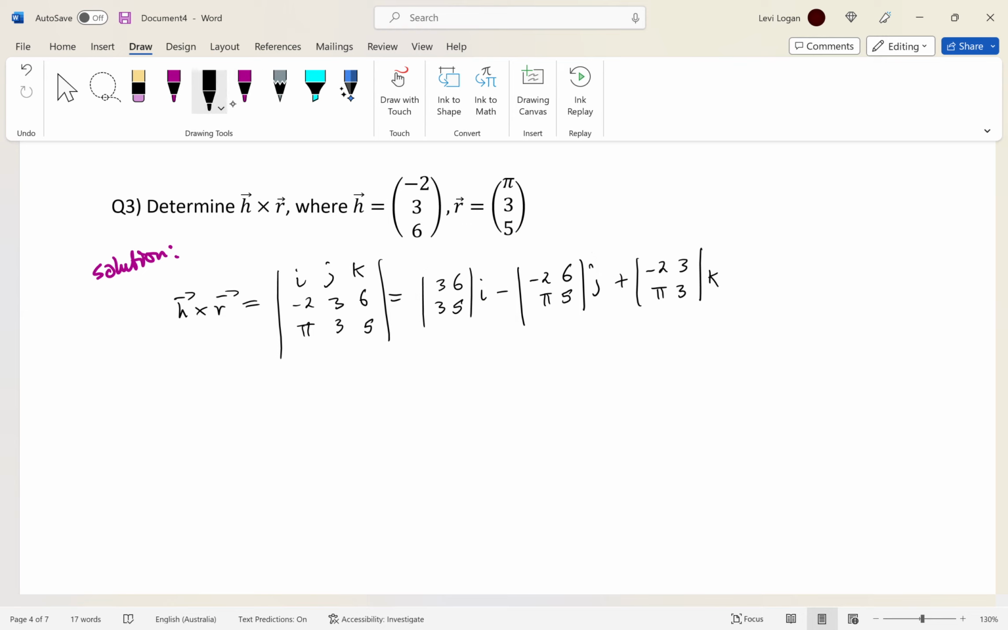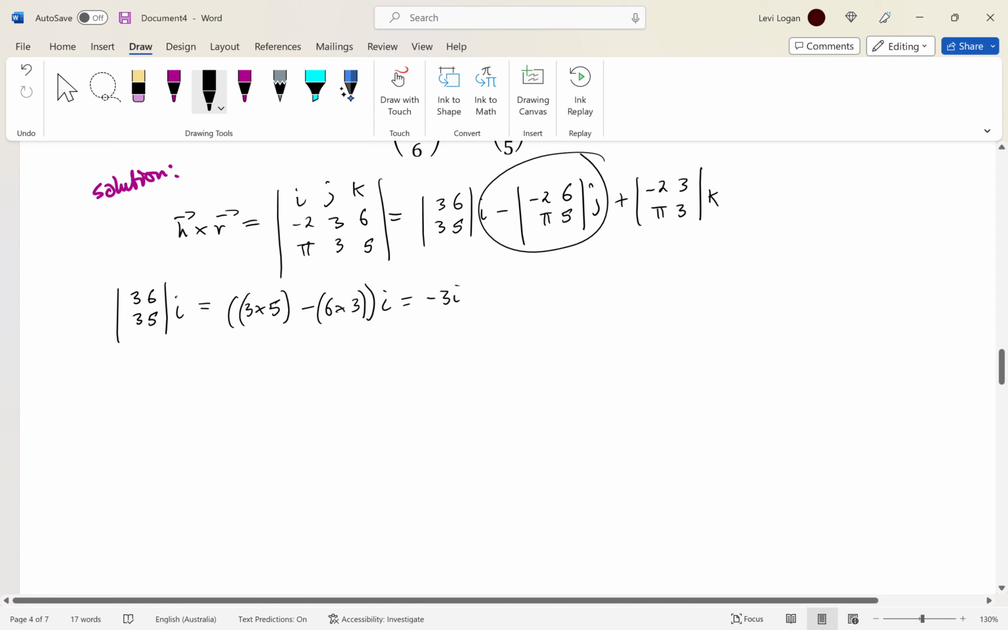So let's just take a look at this one. So we have 3, 6, 3, 5, i. That's going to be equal to 3 times 5, subtract 6 times 3. This is going to be 15, this is going to be 18, subtract the two, we're going to have negative 3 as our answer. Okay. Now we're going to find the determinant of this.